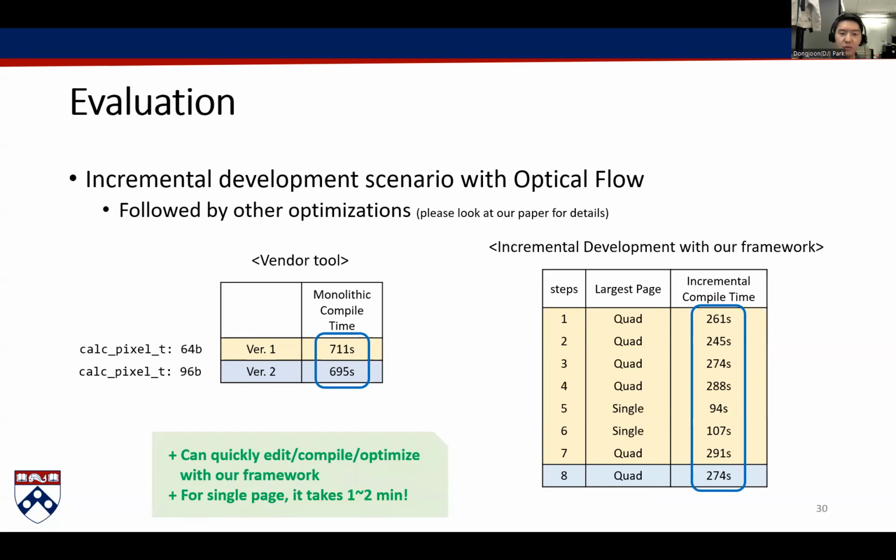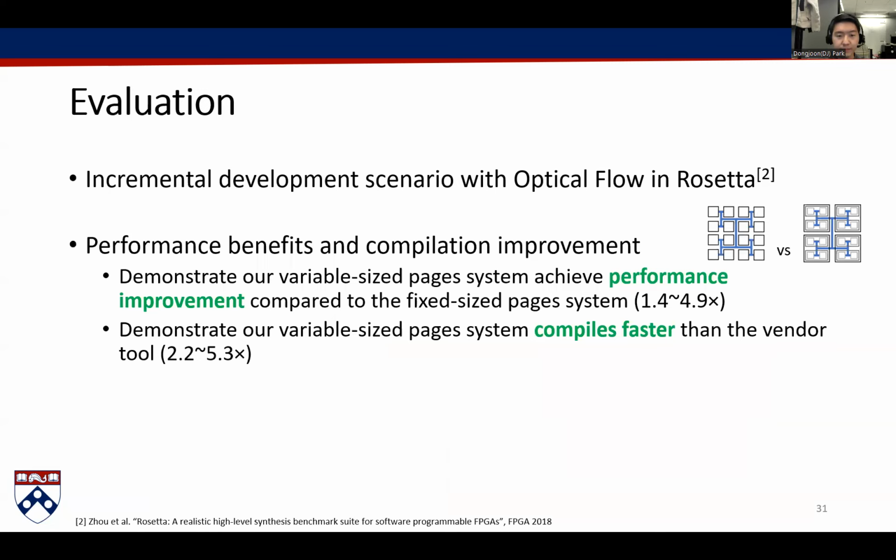But if you are to perform a similar optimization with the vendor tool, you probably start from 11 or 12 minutes for the first step, and for the subsequent incremental development steps, you probably go through another 10 minutes and another 10 minutes for the next step. So our framework provides a fast edit-compile-optimize environment. And I will talk about the performance benefits and compile improvements of the other benchmarks.